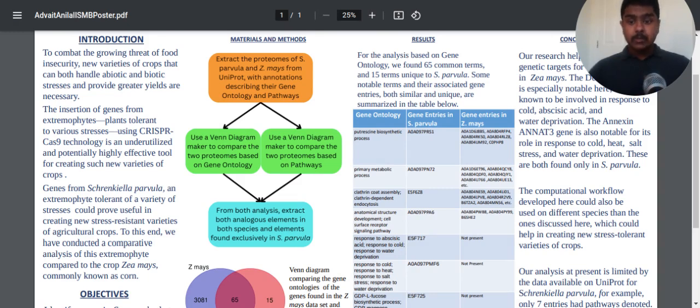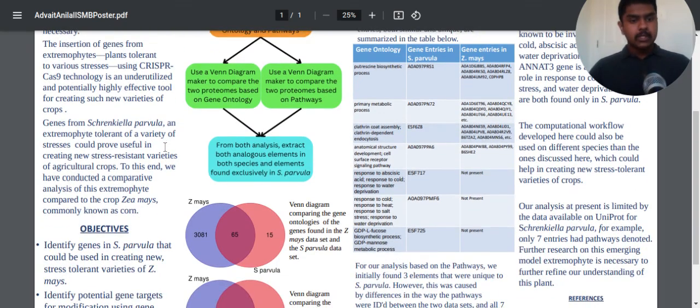Genes from Schrenkiella parvula, which is an extremophyte tolerant of a variety of stresses, could prove useful in creating such new varieties of crops. To this end, we have conducted a comparative analysis of the proteome of this extremophyte with the crop Zea mays, commonly known as corn.